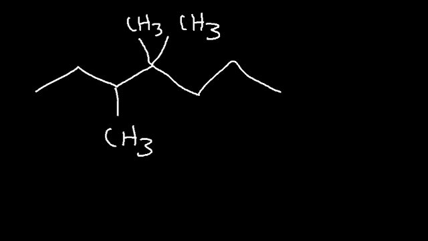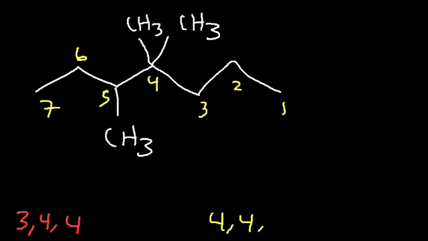Now, which way should we count it? Should we count it from left to right or right to left? If we count it from left to right, it's going to be 1, 2, 3, 4, 5, 6, 7. So that means that we would have a methyl on 3 and 2 methyls on 4. So it would be 3, 4, 4. Now, if we count it the other direction, it's 1, 2, 3, 4, 5, 6, 7. We would have 2 methyls on 4 and 1 on 5. Now, you want to count it in a direction where it gives you a lower number for the substituents. 3, 4, and 4 are lower than 4, 4, and 5. So we want to count it from left to right.